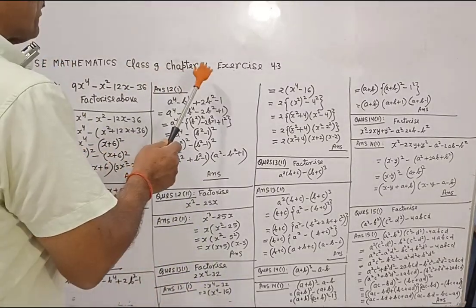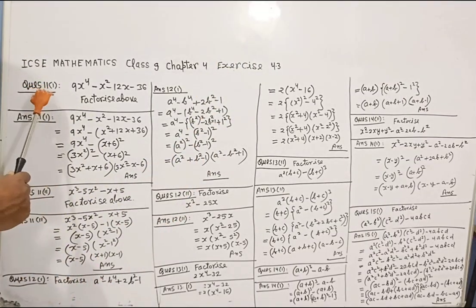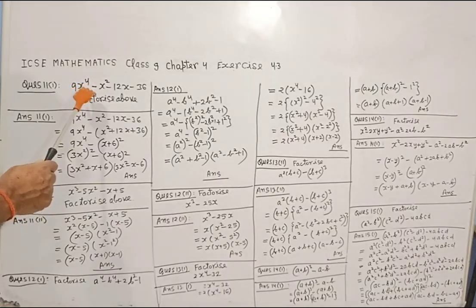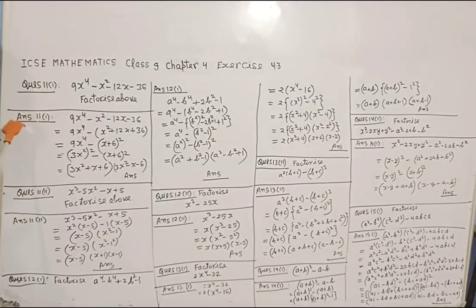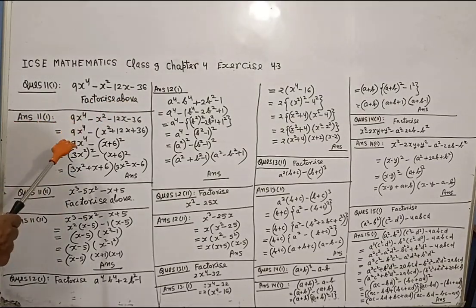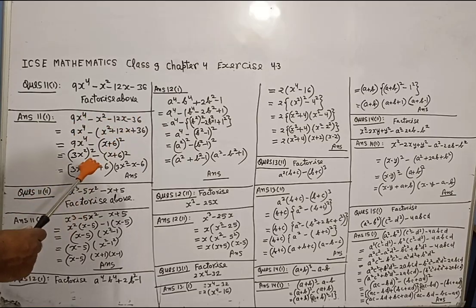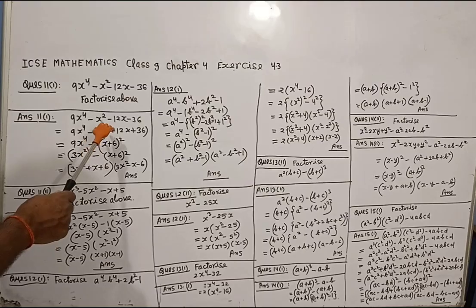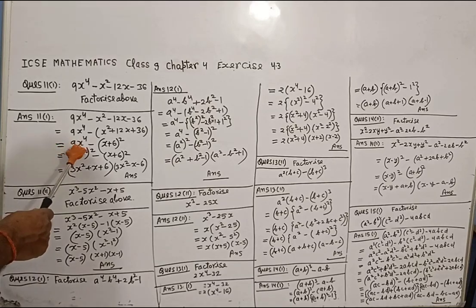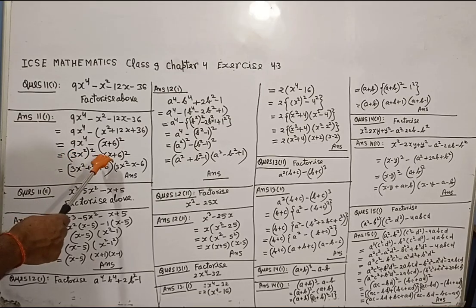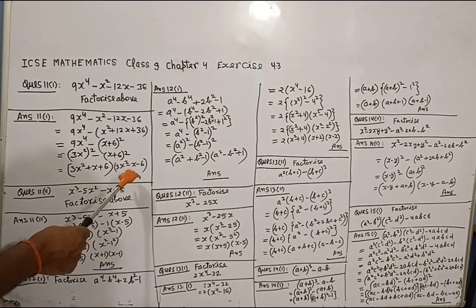ICSE Mathematics Class 9, Chapter 4, Exercise 4.3, Question 11 first: factorize 9x^4 − x^2 − 12x − 36. Answer: 9x^4 − x^2 − 12x − 36 = 9x^4 − (x^2 + 12x + 36) = 9x^4 − (x + 6)^2 = (3x^2)^2 − (x + 6)^2 = (3x^2 + x + 6)(3x^2 − x − 6).